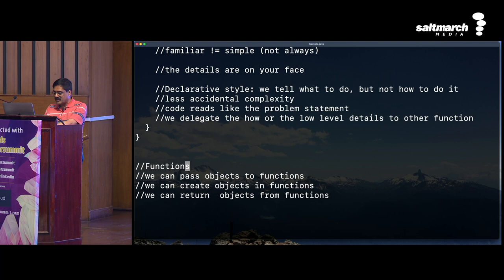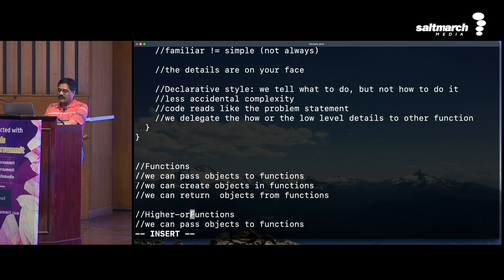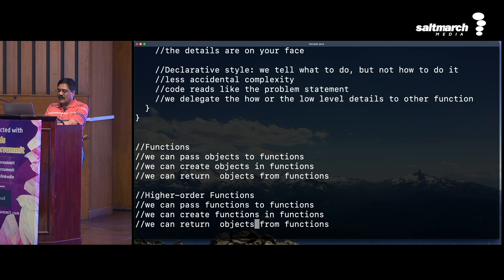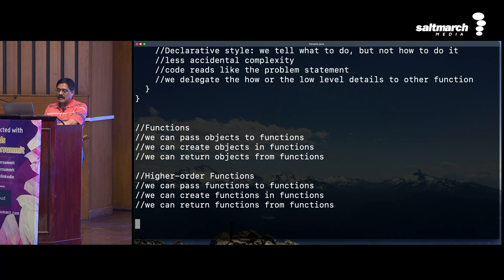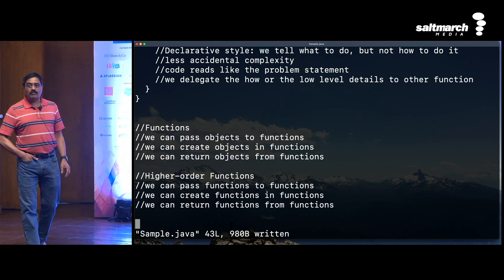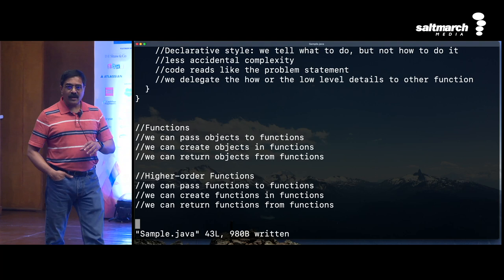But on the other hand, we have what is called a higher order function if we can pass functions to functions, create functions in functions, and return functions from functions. Those are called higher order functions. So higher order functions allow us to compose functions using other functions. We'll see why we are talking about higher order functions in just a few minutes.